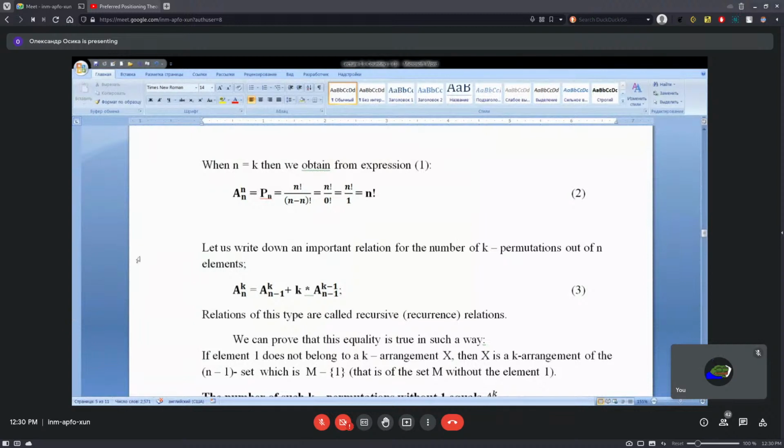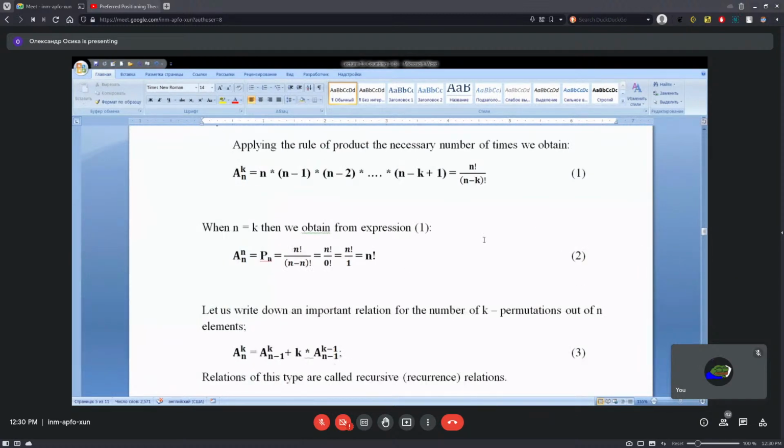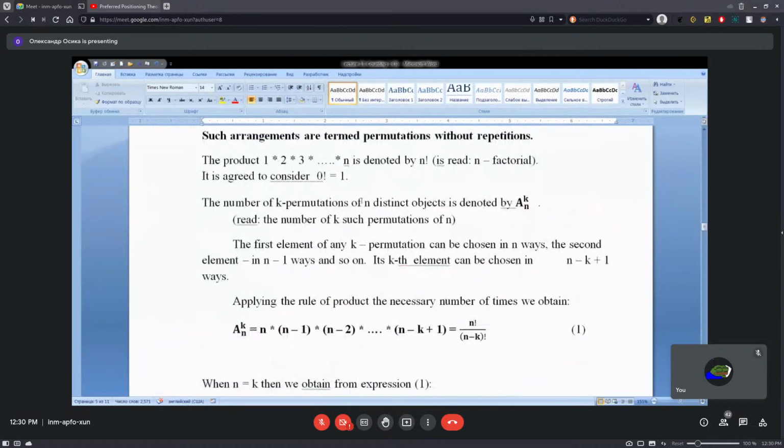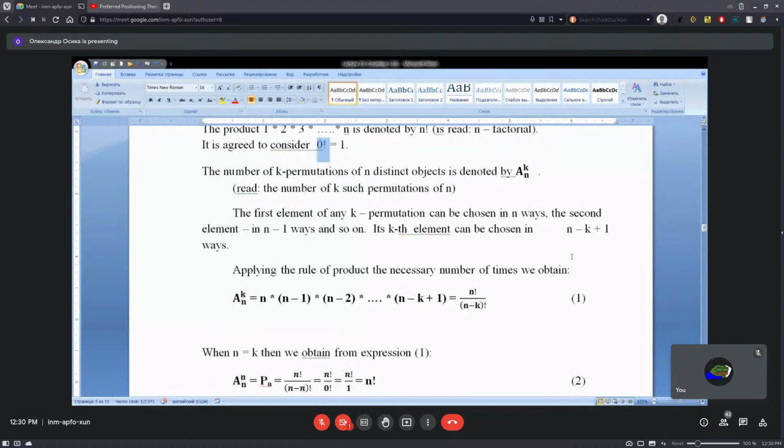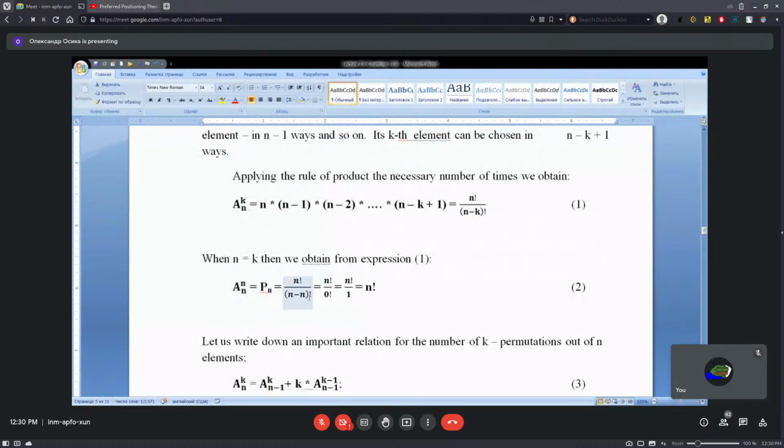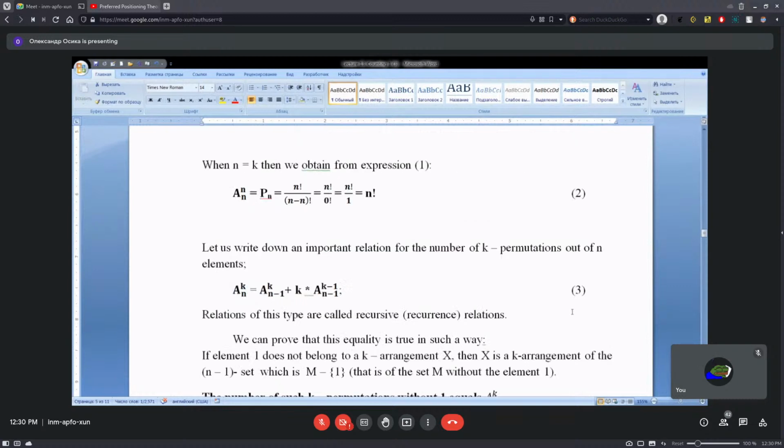We continue. So you see the convenience and actually the appropriateness of this agreement, 0 factorial is 1. And in this case, our formulas will be applicable for any value of k, from 0 to n.